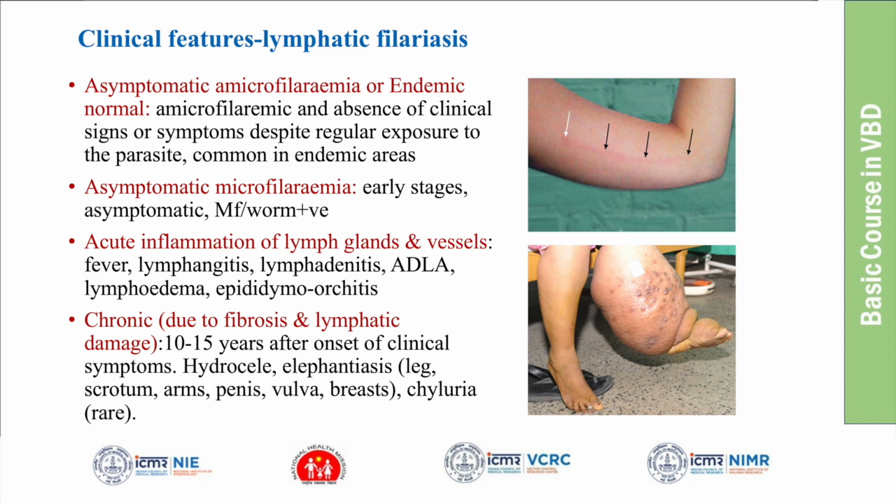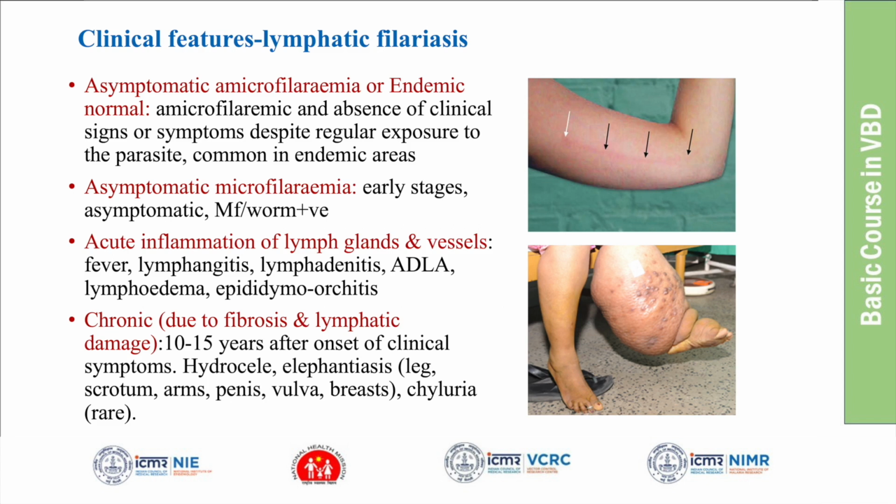Okay, other than this, there could also be recurrent episodes of acute inflammation of the lymph glands and vessels. This can present either in the form of fever, lymphangitis, which is basically involvement of the lymph vessels, or lymphadenitis, wherein the nodes are involved, or it can present as ADLA, which is acute dermatolymphangioadenitis. So the skin is also involved, the lymphatic system, the vessels, glands, everything is involved. Then we can also see lymphedema and epididymo-orchitis in men, which is inflammation of the epididymis and the male sexual organs.